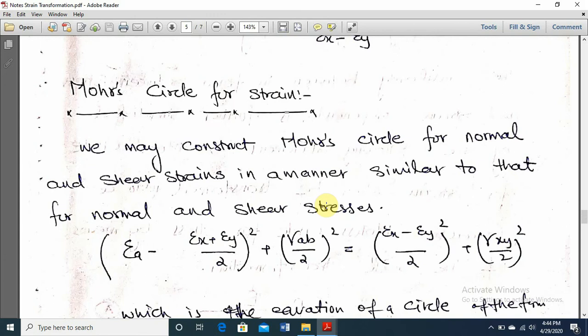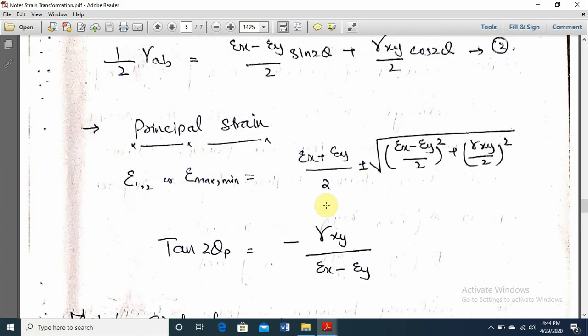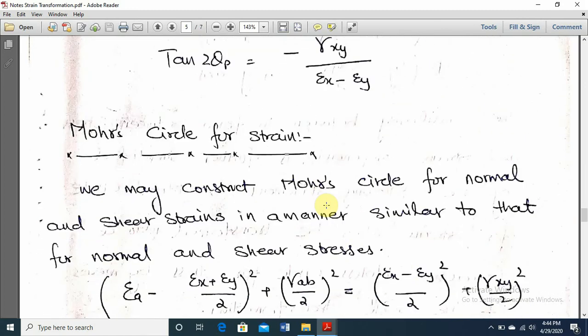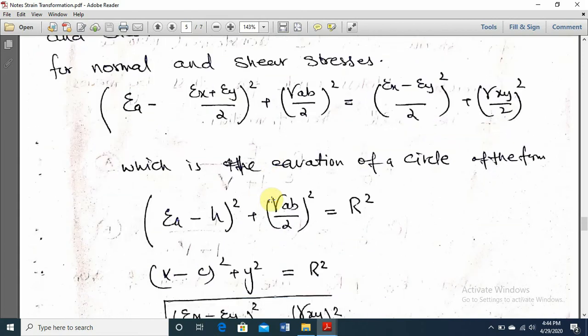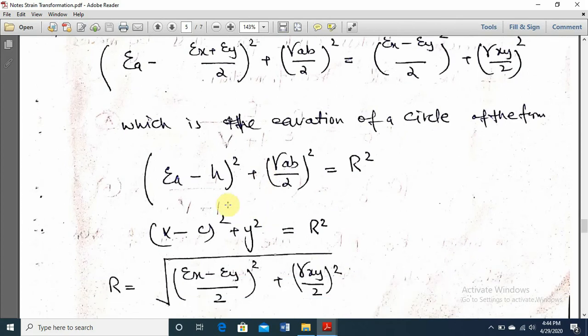We may construct Mohr's circle for normal and shear strain in a manner similar to that for normal and shear stresses. हम जिस तरह shear stress या normal stress के Mohr's circle ड्रॉ करते हैं, हम shear strain और normal strain के लिए भी Mohr's circle ड्रॉ करते हैं. सिमिलरली जिस तरह हमने पीछे प्रीवियसली इसको पढ़ा कि हमने कैसे Mohr's circle को डिवाइस किया था, वो वही इक्वेशंस को यूज़ करके उनको सेपरेट करके एक फॉर्म बनाई इक्वेशन ऑफ सर्कल की, विच कम्स आउट टू बी लाइक दिस.